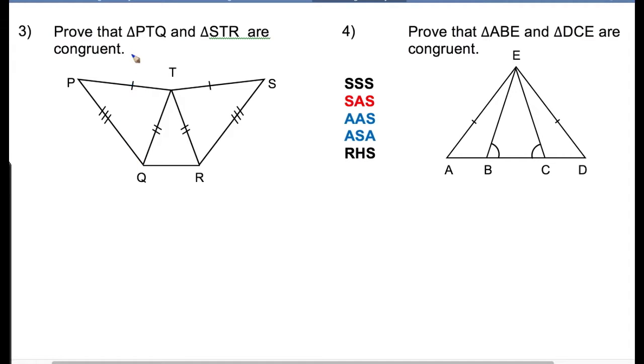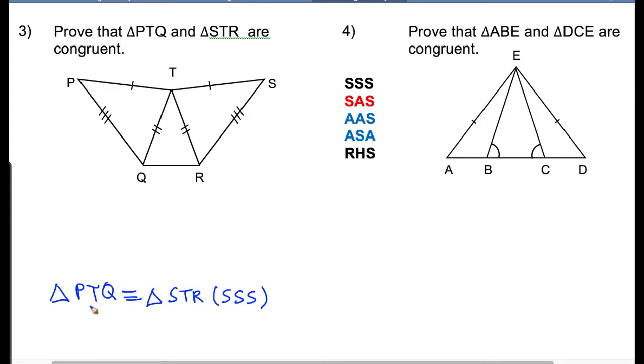In the third sum, we are to prove that triangle PTQ and triangle STR are congruent. In this case, it is very obvious that only three sides are known and there are no angles. Thus, it is obvious that we choose this rule, side, side, side. Therefore, triangle PTQ is congruent to triangle STR, and the rule is side, side, side.